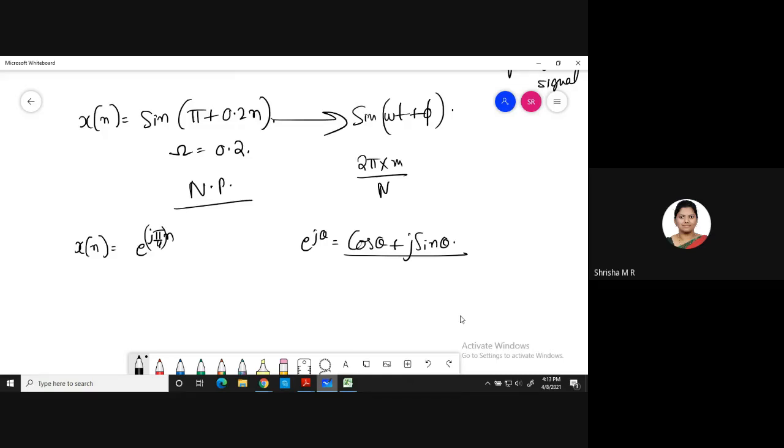Try to get it in cos theta plus j sin theta form. So what is theta? It is pi by 4. So what do you get? Cos pi by 4 into n plus j sin pi by 4 into n. So we have got addition of two signals, and go ahead and find out the fundamental period. This is a discrete time signal. So find out what is omega 1, what is omega 2, and find out the fundamental period. Try this.